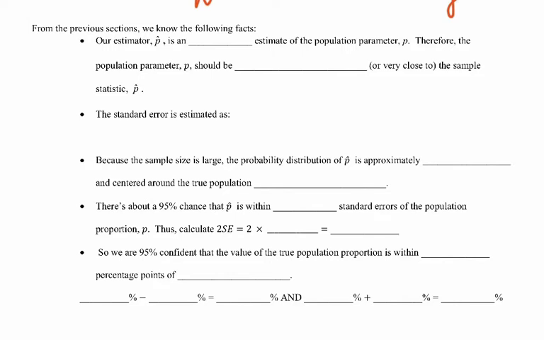So from our previous sections, we know the following facts. Remember that p hat, our estimator, is an unbiased estimate of the population parameter. And the reason it was unbiased, remember, is because we're pulling a random sample. Therefore, the population parameter P should be equal to p hat of 57%, or very close to it, our sample statistic. We can't say for sure that it is. It's not necessarily the same, but we think if it's an unbiased estimate because we've done a random sample, it should be pretty close to it.